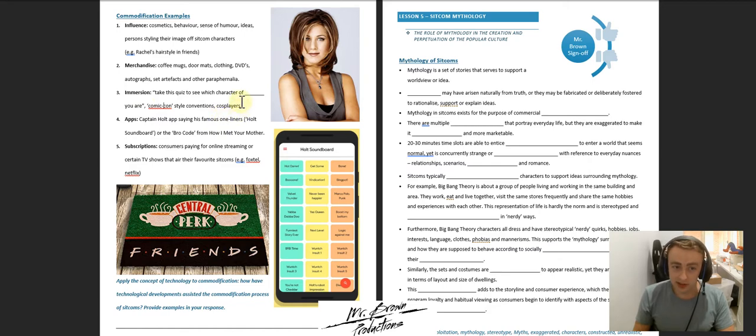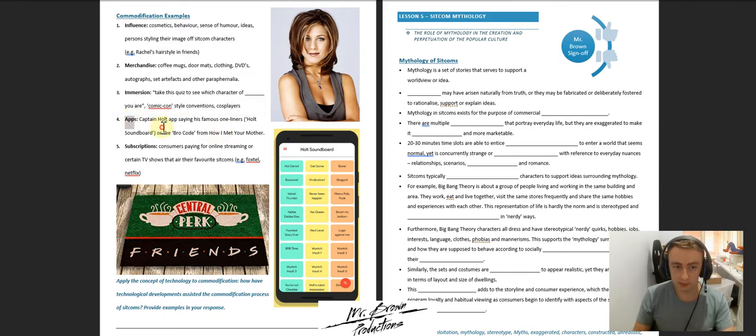It can also be other things like physical immersion. So a lot of people go to Comic-Con style events or conventions, and they cosplay, so they dress up as their favorite characters. Again, that's an immersion form of commodification. They're almost aligning their physical identity to that.